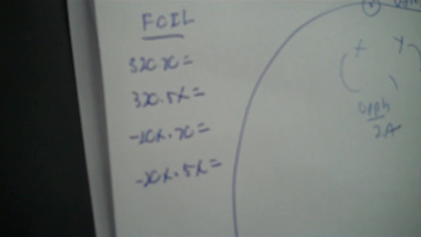So 320 times 70. 320 times 5x, negative 20x times 70. You got to remember that 20x is negative. And then negative 20x times 5x. So 320 times 70 is going to give you 22,400. And this is going to be 1,600x, and this is going to be negative 1,400x, then you're going to have x squared, and this times this is negative 100.